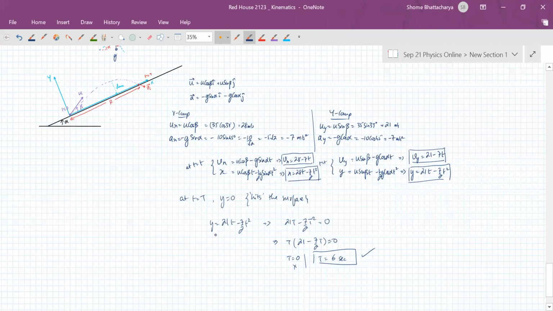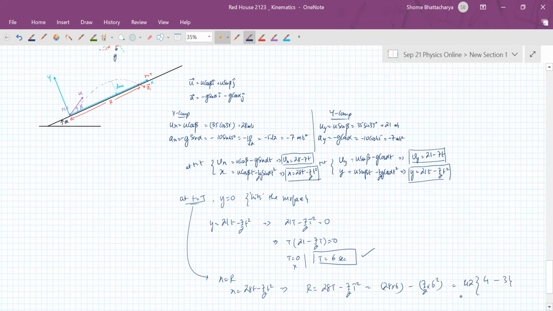Now, again, at this particular time, capital T, the x coordinate is equal to R. So x as a function of time was what? It was 28t minus 7/2 t square. So R should be equal to 28T minus 7/2 T square. So 28 into 6 minus 7/2 into 6 square. So what we can do here is take 42 common. Okay, so we'll be left with 4 here minus 3.